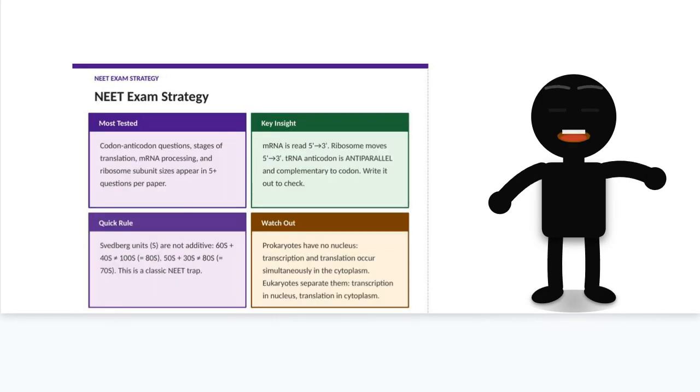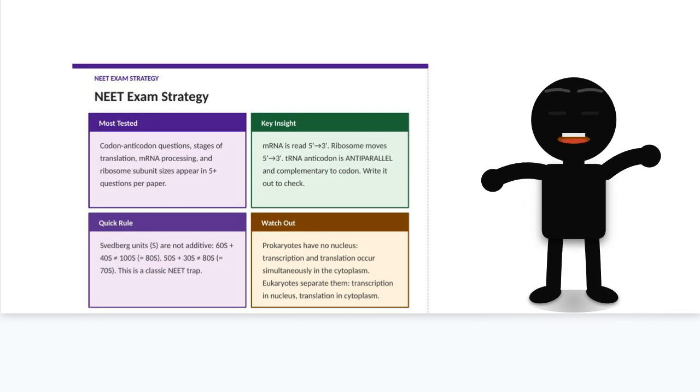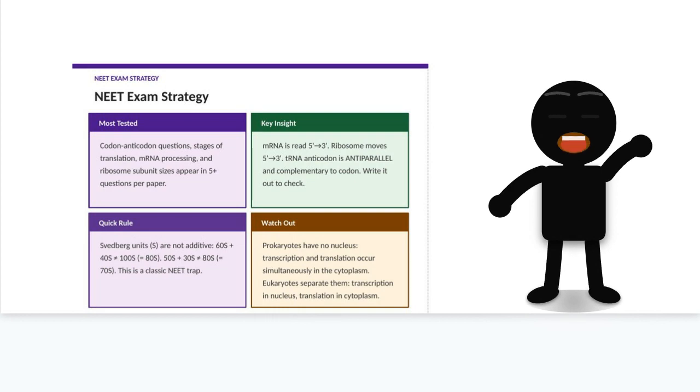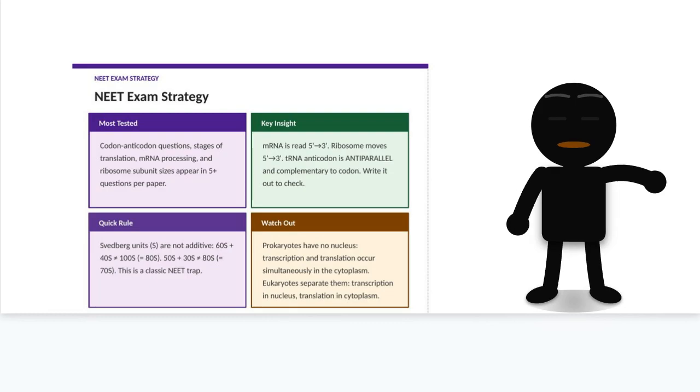Your NET strategy for gene expression. Codon and anticodon problems are a reliable source of marks. Given a DNA template sequence, derive the mRNA codon, then the tRNA anticodon. Remember, RNA uses U instead of T, and the anticodon is antiparallel and complementary to the codon.